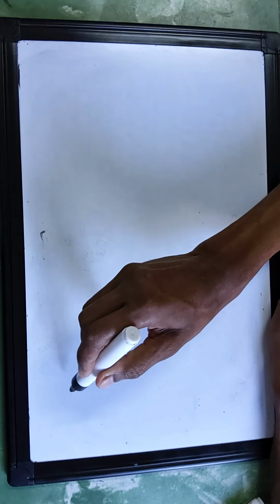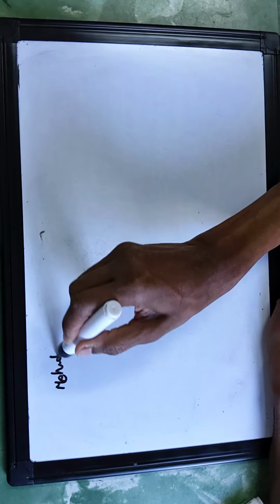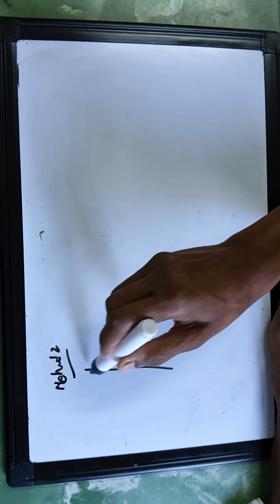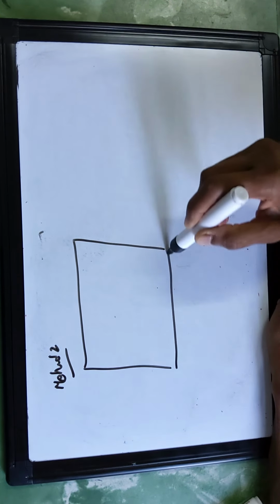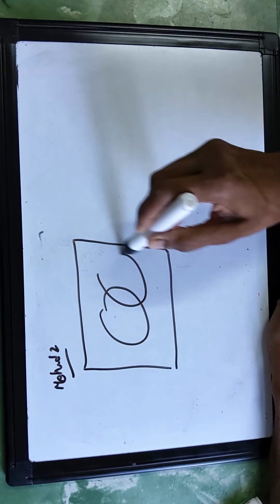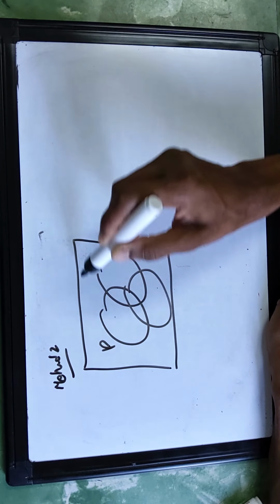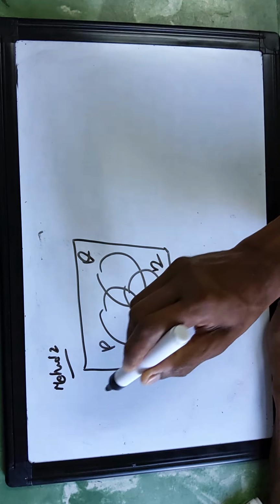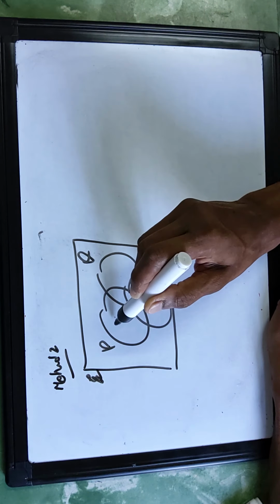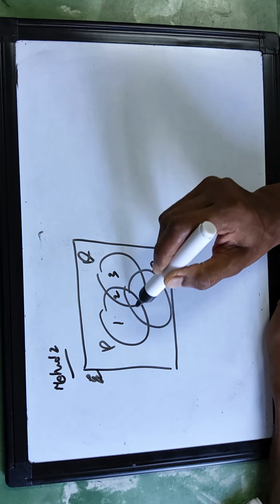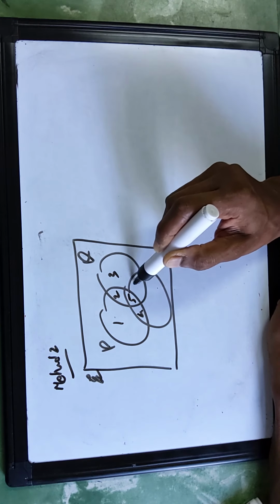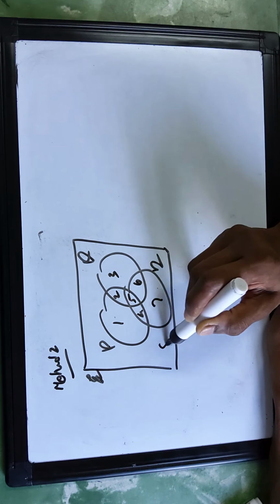We go about it. Method 2. We draw it like that. So you have P, Q, R, and that's a universal set. That's region 1, region 2, region 3, region 4, 5, 6, 7, and then 8 outside.